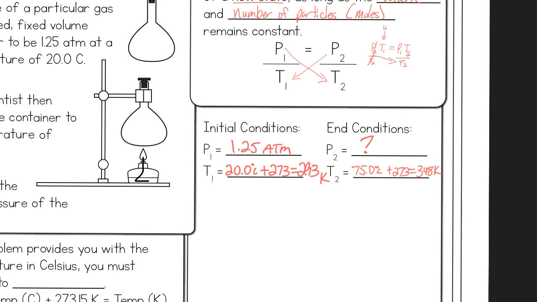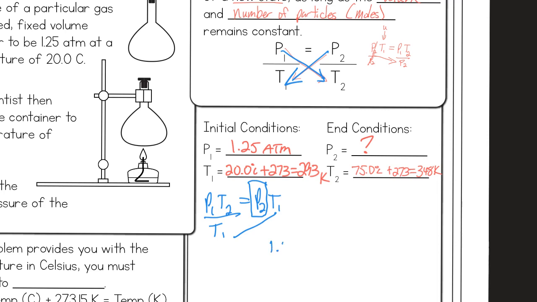So when I cross multiply, I'm going to cross multiply this side first. So P1 times T2 is equal to, now I'm going to cross multiply the other side, P2 times T1. Now P2 is my unknown, so I need to keep that by itself. I'm going to slide this over and divide this side by T1. Now I'll substitute my numbers.